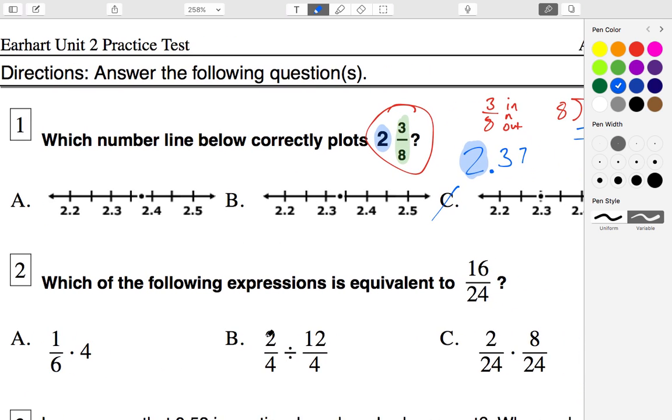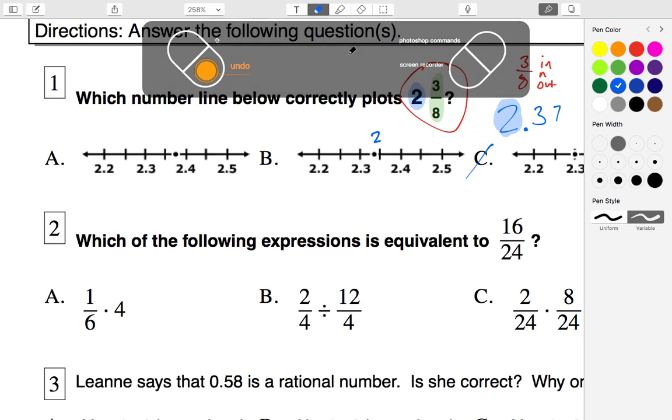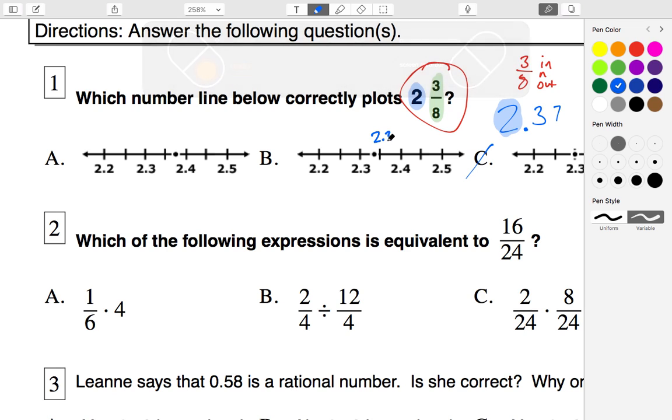Which one looks like it's 2.37? Okay, so it's closer to 2.4. This one here would be 2.5, right? So this is probably like 2.4, or sorry, 2.35. Let me erase that. So this one's about 2.35. Good? Okay, so this one won't be good here.